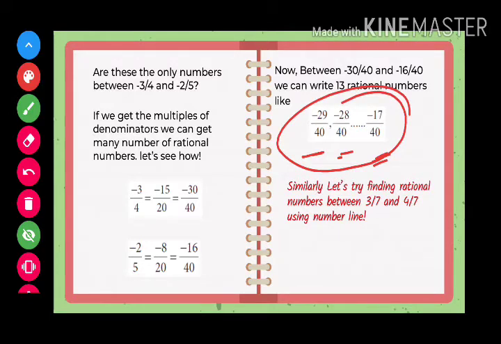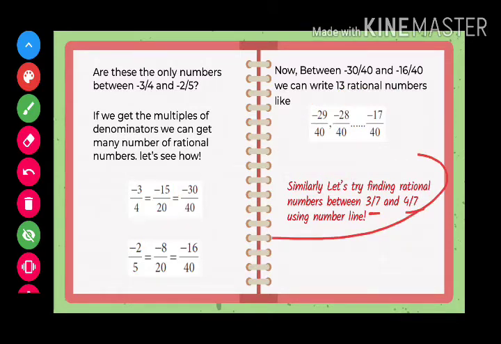Here we have multiplied minus 15 by 20 into 2. Same way you can multiply both the numerators and denominators by 3 for this number and this number. We get a different set of values and we can find various sets of numbers for that also. Let's try finding rational numbers between 3 by 7 and 4 by 7 using a number line.